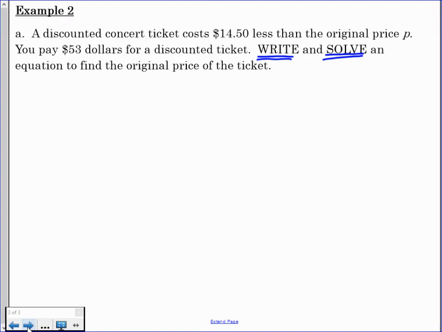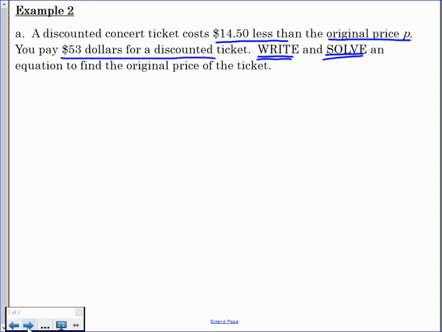Okay, so let's think about what we have here. Let's get all of our information. $14.50 less than the original price P. So I have a price of a ticket. It's discounted by $14.50, and it gives me a value of $53 for the discounted ticket.